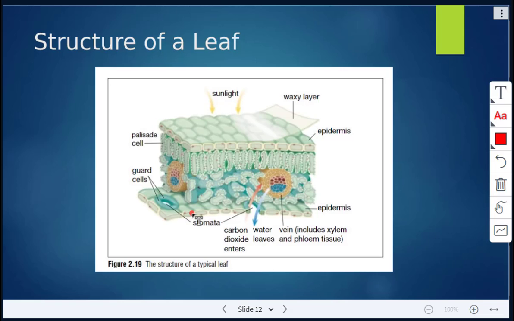So then we had the stomata, which was the opening. There's an opening shown here. There's another opening shown here. And it's surrounded by the guard cells, which control the opening of the stoma. Here we can see carbon dioxide is entering, but water is also leaving through the stoma, so water escapes. And then we see a vein here, that vascular tissue that we talked about. That vein will include the xylem tissue and the phloem tissue.